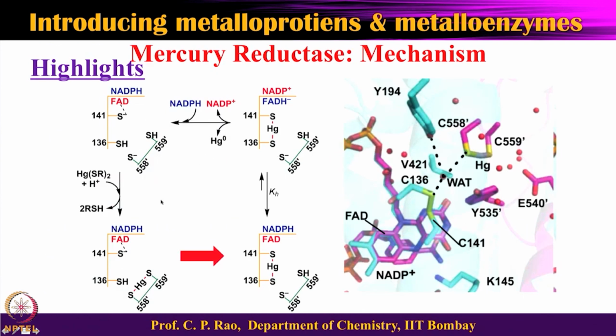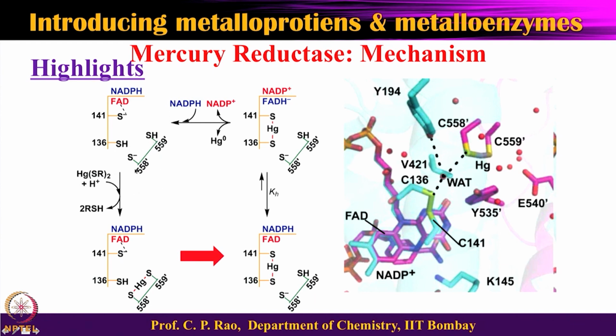So, as you can see, in all these cases, here you have 2 centers. This one is 136, 141, there is another center. So, the mercury, now let us see that. You have here 141 and 136, and you have another 556, 559. Now, this is called the resting stage enzyme.